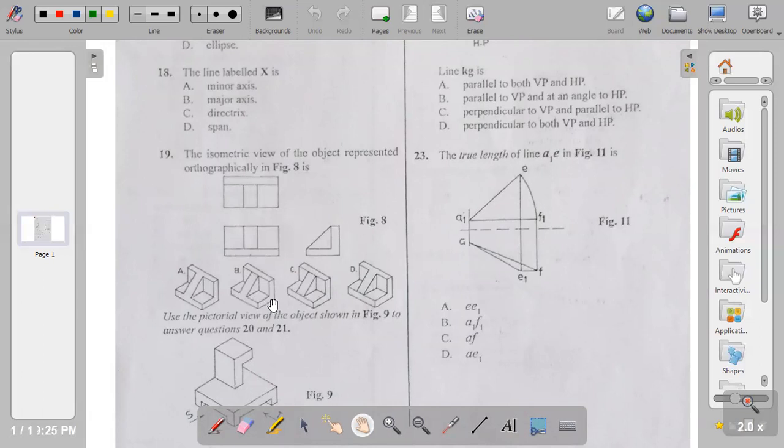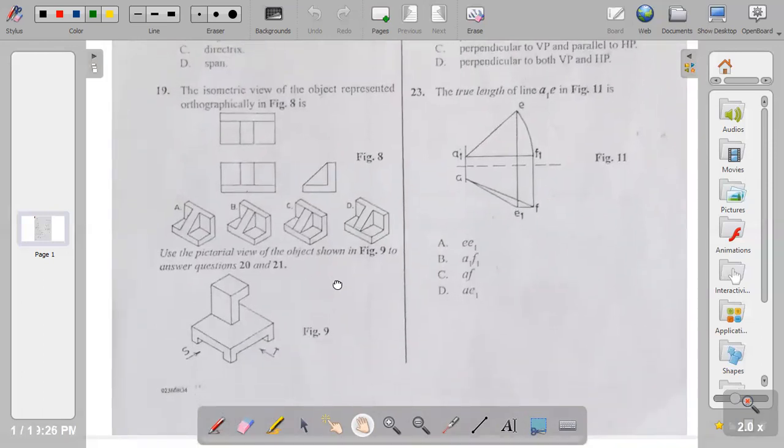So we look at option B. Option B has closed at the top, open at the base. It is wrong. Option C, closed, closed. Okay, then option D, one end is open. So the answer is option C. 19 is C. I move on to question 20.